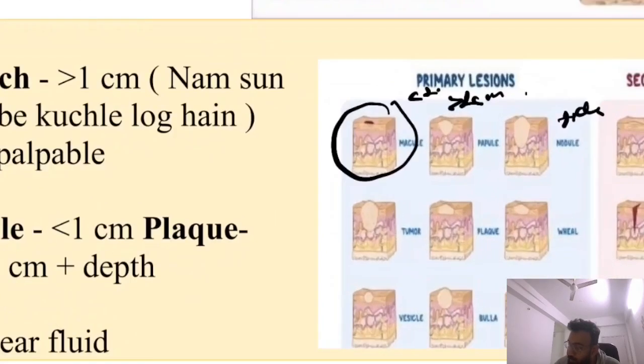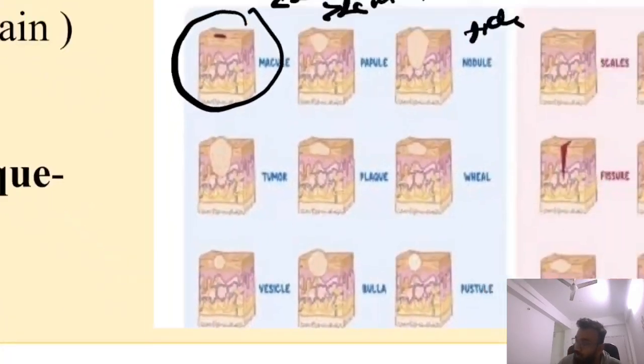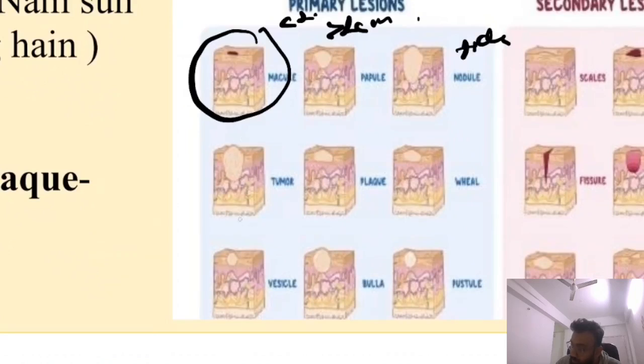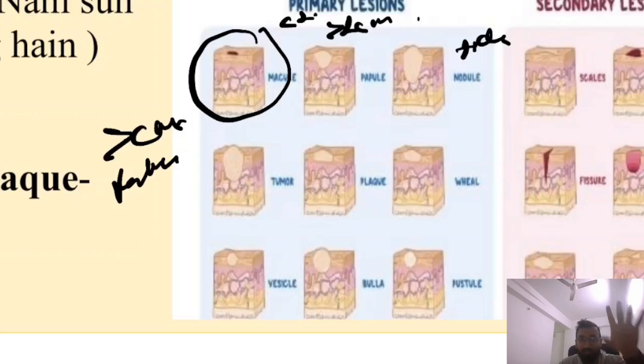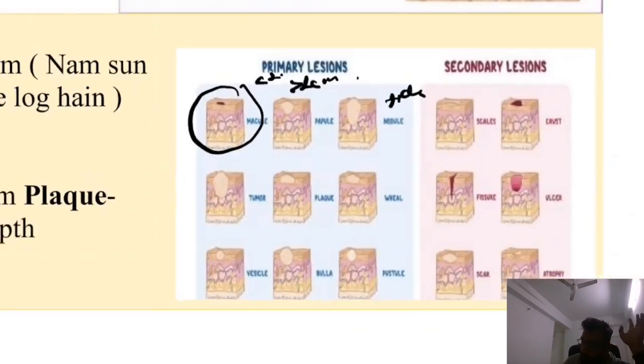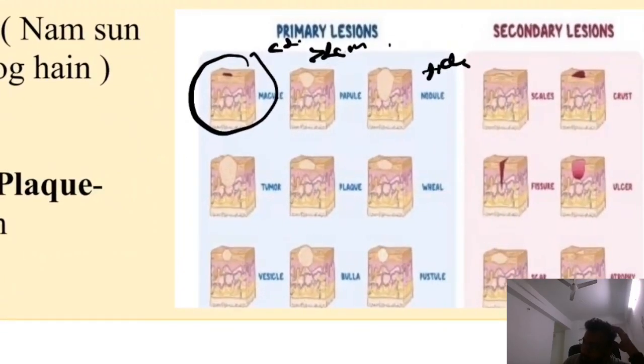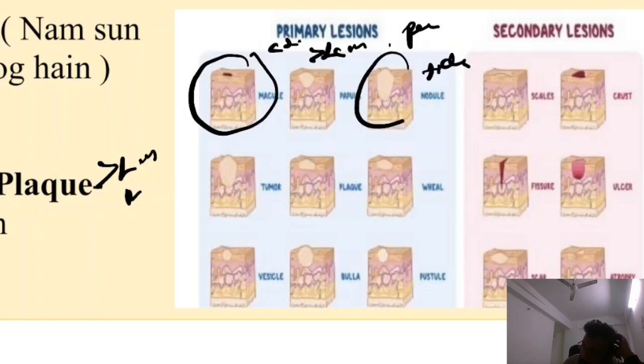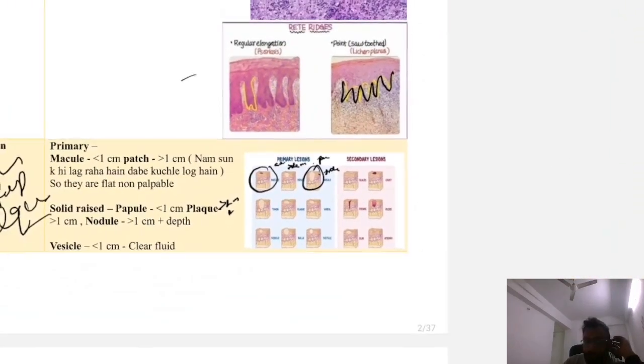This is non-palpable and it is macule. If it is greater than 1 centimeter, then it is patch. Patch is like a blotch, a spot, that is patch. Okay, now papule is a solid raised lesion less than 1 centimeter. If greater than 1 centimeter, that is plaque. And if it is greater than 1 centimeter and depth is present, then it is nodule. Okay, so these are solid lesions.